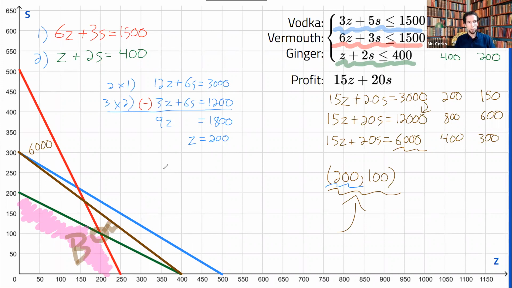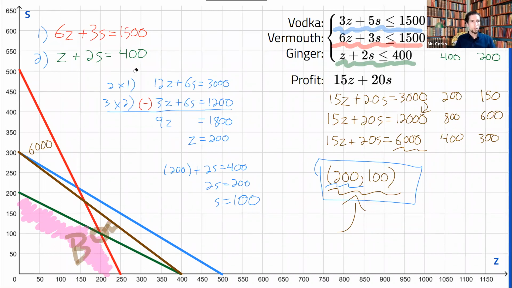And we could just quickly use the second equation. 200 plus 2S is equal to 400. 2S is 200. S is 100. Okay, so some quick algebra. We verify, yes, the exact coordinates of B are 200 and 100. So that's the exact point. And then we are being asked to find the maximum profit. So what's the last thing that we should do? Substitute the coordinates into the profit equation.